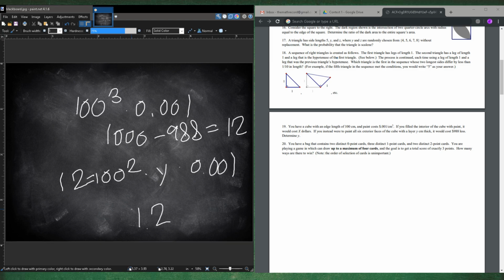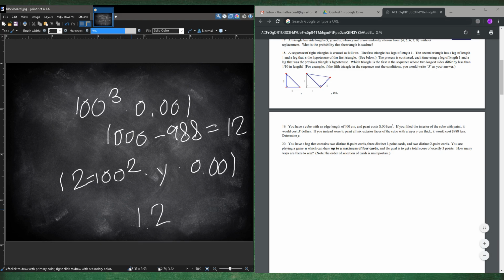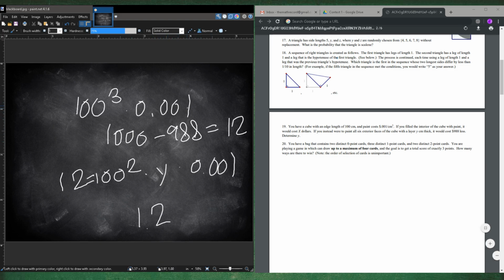Wait, did I write that wrong? Wait, 988. So, what? Wait, let me recheck my math first. It has an edge length of 100, and so the volume is 100 cubed times this. For every cubic centimeter, it will cost us dollars.